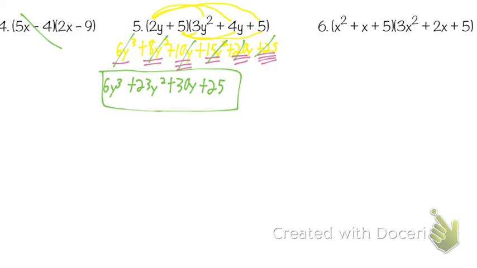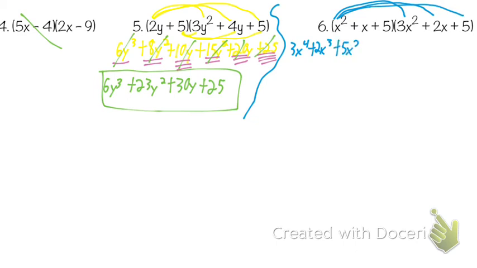So heads up, you're going to have a lot to write here, okay? On this one, we ended up having 6 things. We're going to have 9 things here. Okay, so it's going to get very big very quickly as far as a lot to write. So let's start with x squared times 3x squared, 3x to the 4th. X squared times 2x, 2x to the 3rd. Then x squared times 5, plus 5x squared.